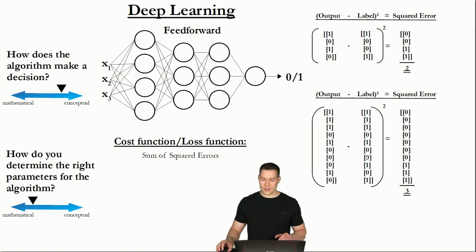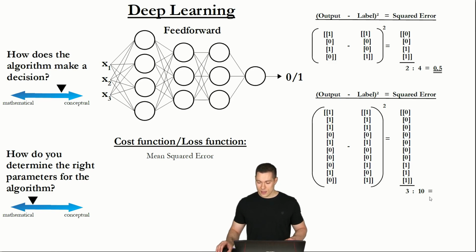So to make sure that that's the case, what we're going to do is, instead of calculating the sum of those squared errors here, we're going to calculate the mean of those squared errors. So we're going to divide this 2 here by the number of elements that we have in this matrix. So we divide it by 4, and this will then give us a mean squared error of 0.5. And this 3 here, we divide by 10, because that's how many examples or elements are in this matrix here.